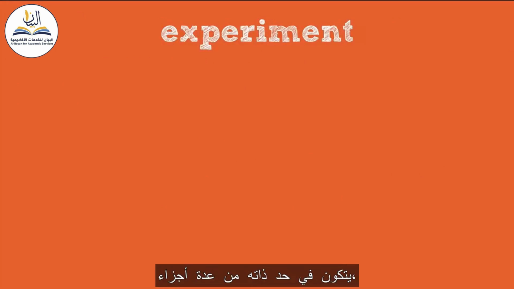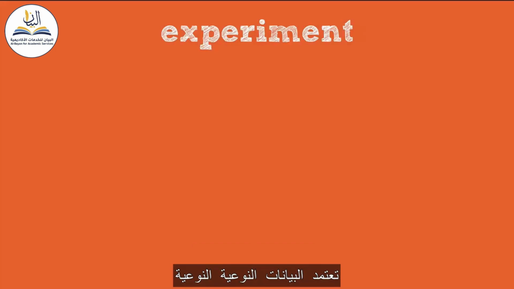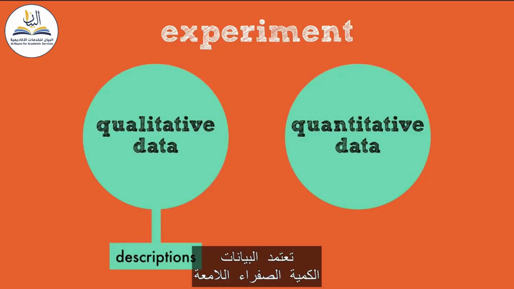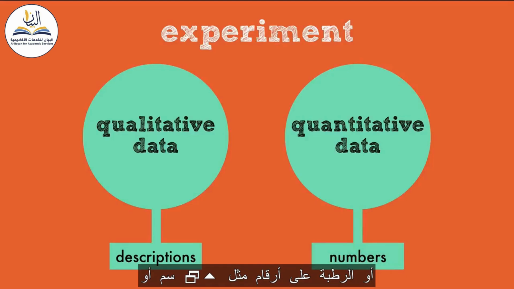The experiment itself is made of several parts. Most experiments collect 2 types of data, qualitative and quantitative. Qualitative data relies on descriptions like soft, yellow, shiny, or wet. Quantitative data relies on numbers like 25 centimeters or 2.3 grams.